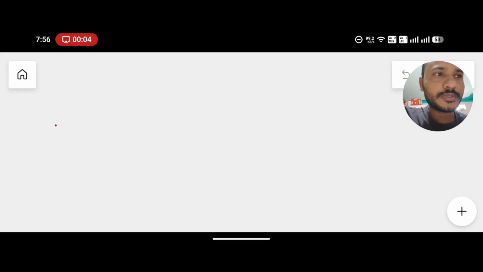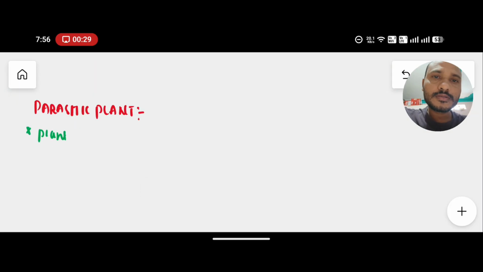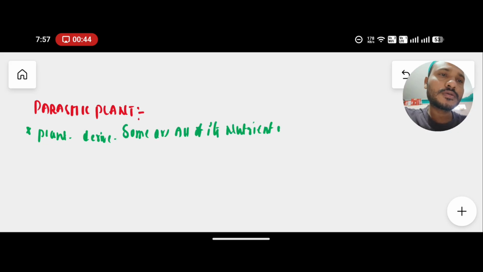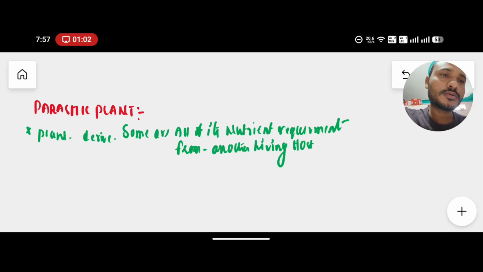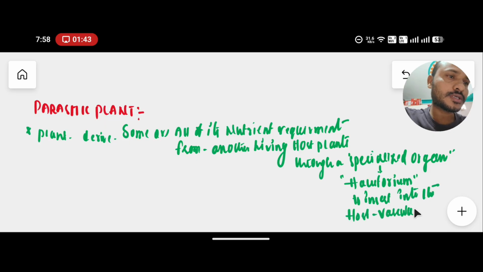Today's topic is parasitic plants. So what are parasitic plants? A parasitic plant derives some or all of its nutrient requirements from another living host plant through a specialized organ. The specialized organ is the haustorium. This specialized organ, the haustorium, is inserted into the host's vascular bundles.